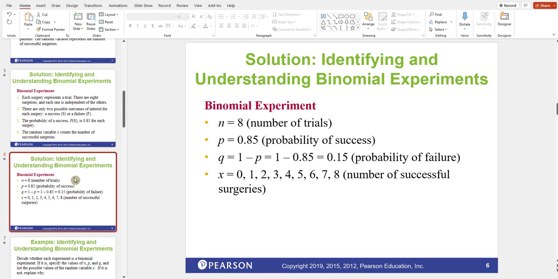And these are the possible numbers of successful surgeries. You can have 0 surgeries that are successful, 1 surgery, 2 surgeries, 3, and so on, all the way up to 8. So all 8 can be successful. You might have 5 out of 8 that are successful, and so on. So that's how you determine your X.